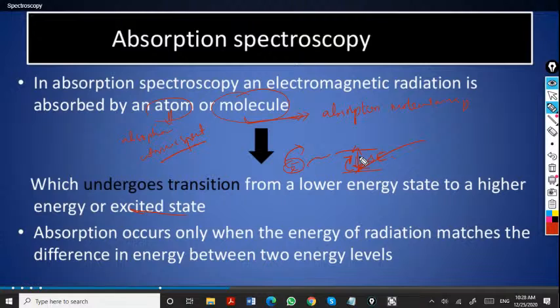So when the energy gap between the energy levels matches the energy of the incident radiation, only then can absorption take place. Only then can you observe the spectroscopy. So this is about absorption spectroscopy.